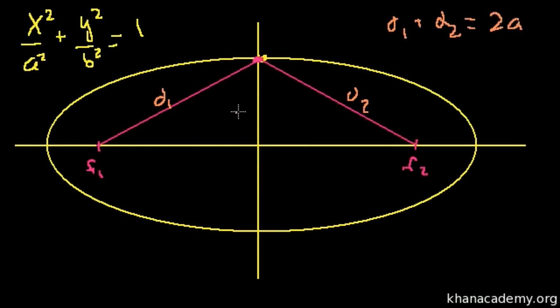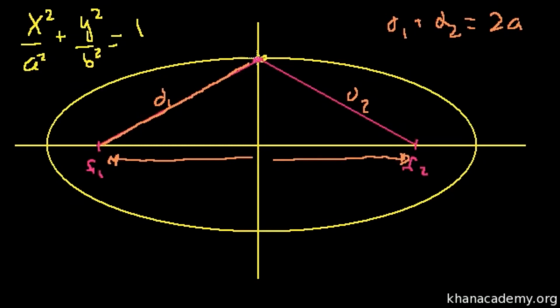Now, an interesting thing here is that this is all symmetric, right? This length is going to be the same. d1 is going to be the same as d2 because everything we're doing is symmetric. These two focal lengths are symmetric. This distance is the same distance as this distance right there. So d1 and d2 have to be the same.